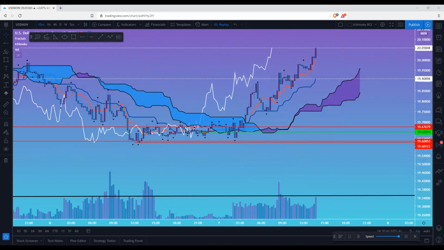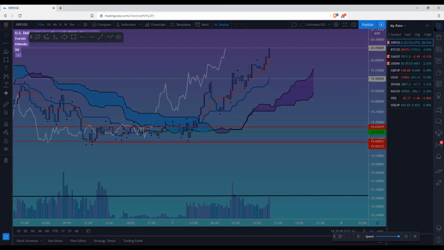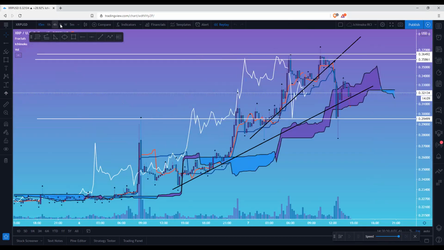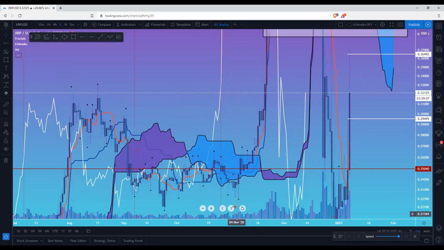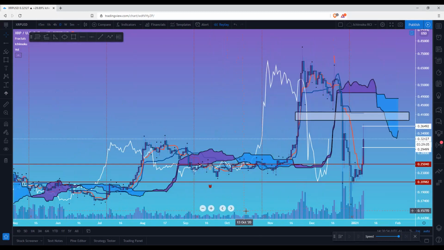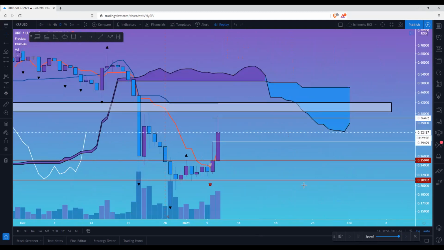All right, so any questions so far with this Kumo twist? And I'll show you the other one on XRP right now based off the daily chart. Any questions so far?